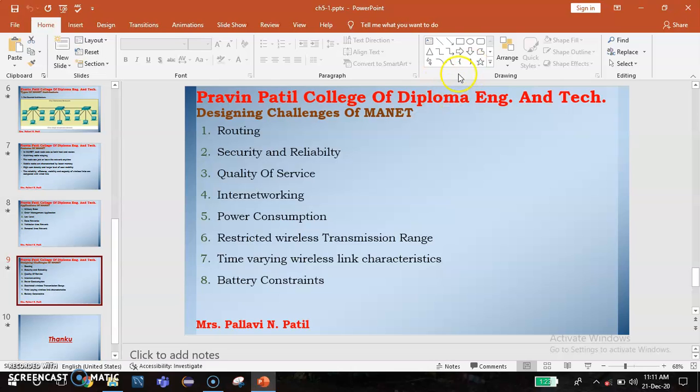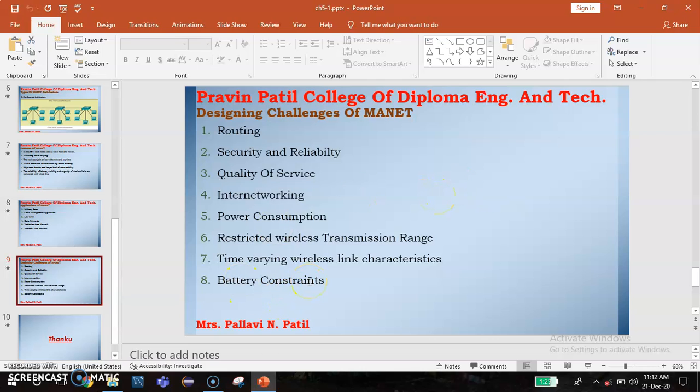The next is time varying wireless link characteristics. The wireless channel is subject to a range of broadcast effects such as path loss, fading, interference, and obstruction. These features restrict the data rate and consistency of the wireless transmission. The range of these features disturbs the transmission and raises the autonomous situation.